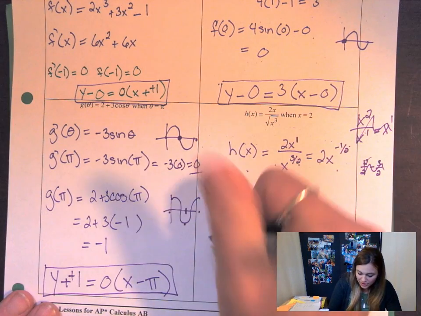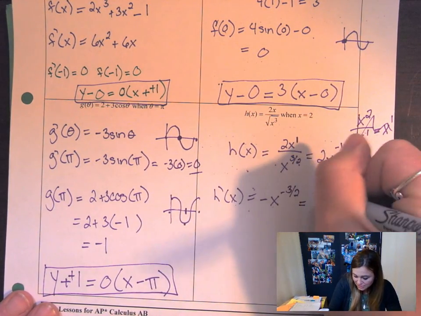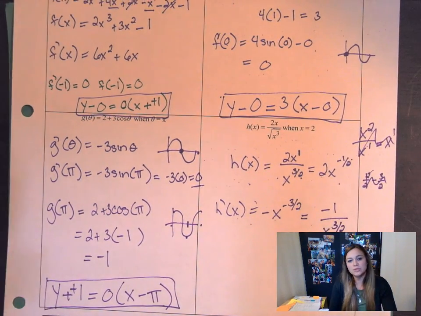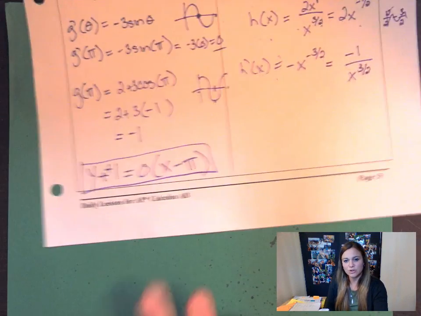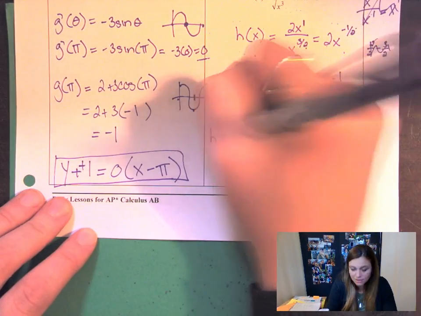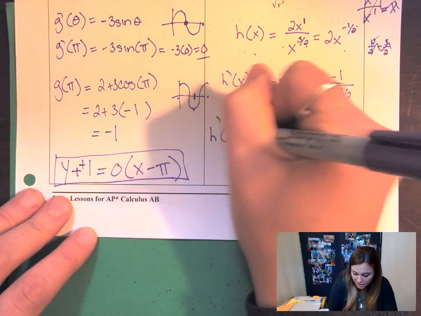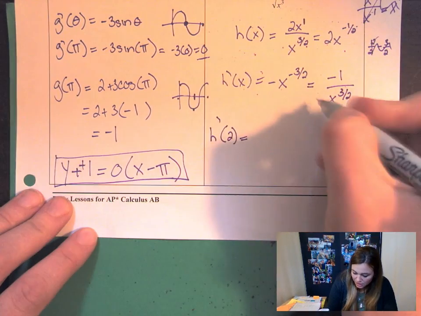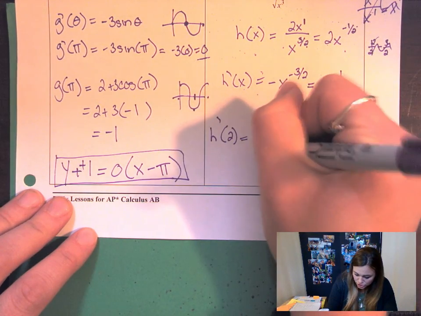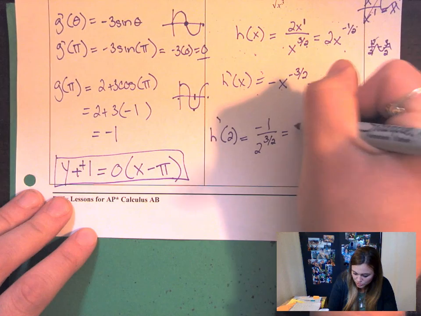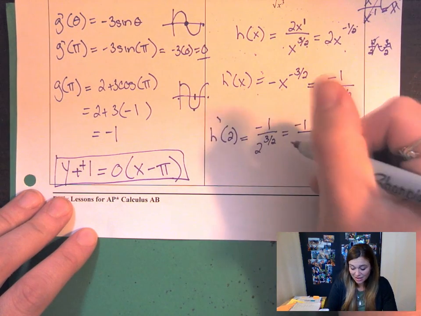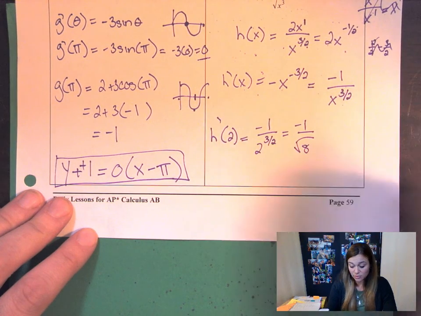Okay, and then I would rewrite this, because if you don't, when you substitute, it is a lot easier to make a mistake if you've still got a negative exponent. To find the equation of a line, you need 2 things. What are they? Yeah, slope and a point. H prime of 2 would be negative 1 over 2 to the 3 halves, which would be negative 1 over 2 to the 3rd power, which is 8, and then the square root of that, which I don't know what it is, so I'm going to leave it like this.